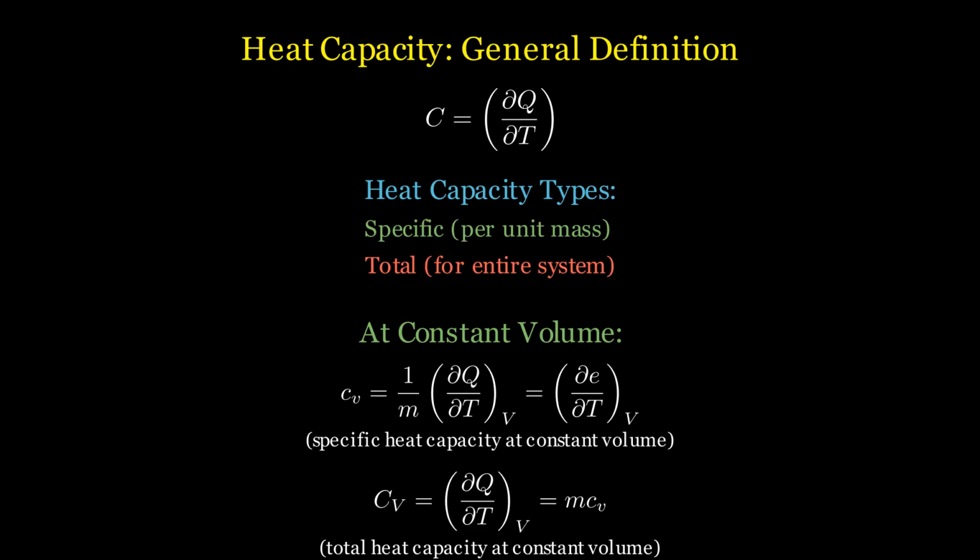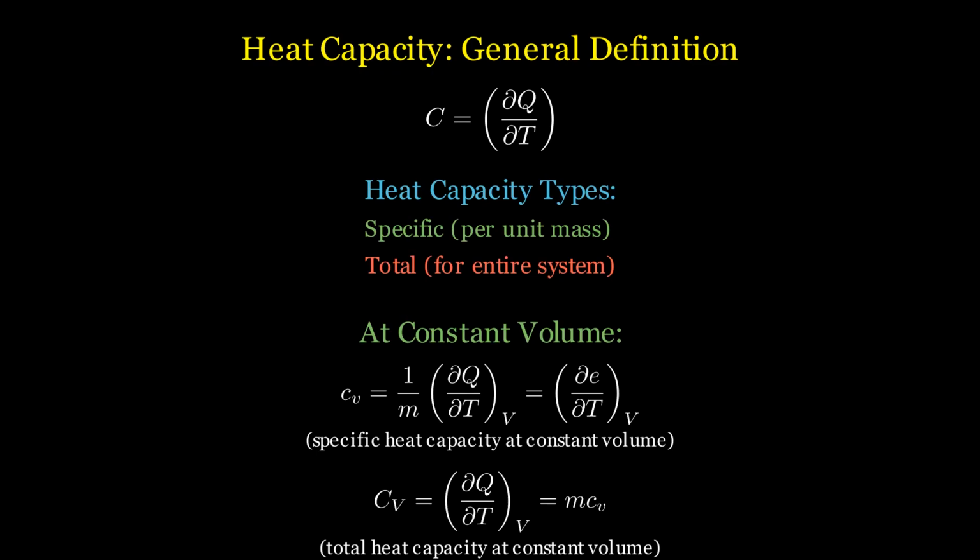Now let's examine a constant pressure process. When pressure is constant, the gas can expand as we add heat. Part of the heat increases internal energy, but some of it goes into doing expansion work. Here, enthalpy becomes very useful because at constant pressure, dQ equals dH. Hence, we define specific heat at constant pressure as Cp equals (ΔQ/ΔT) at constant P, which equals (ΔH/ΔT) at constant P, and total heat capacity at constant pressure as CP equals (ΔQ/ΔT) at constant P, which equals m·Cp.